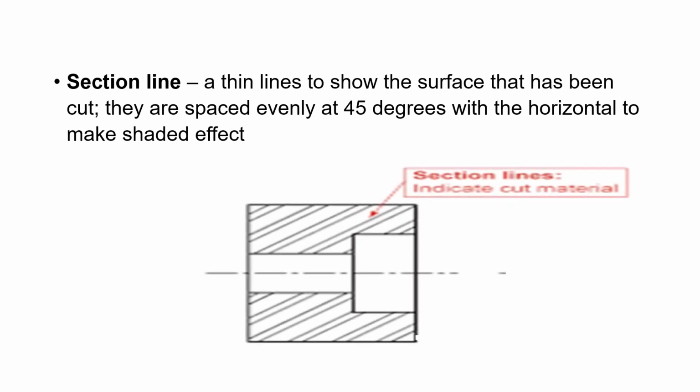Next, we have section line. These are thin lines to show the surface that has been cut. They are spaced at 45 degrees with the horizontal to make a shaded effect.